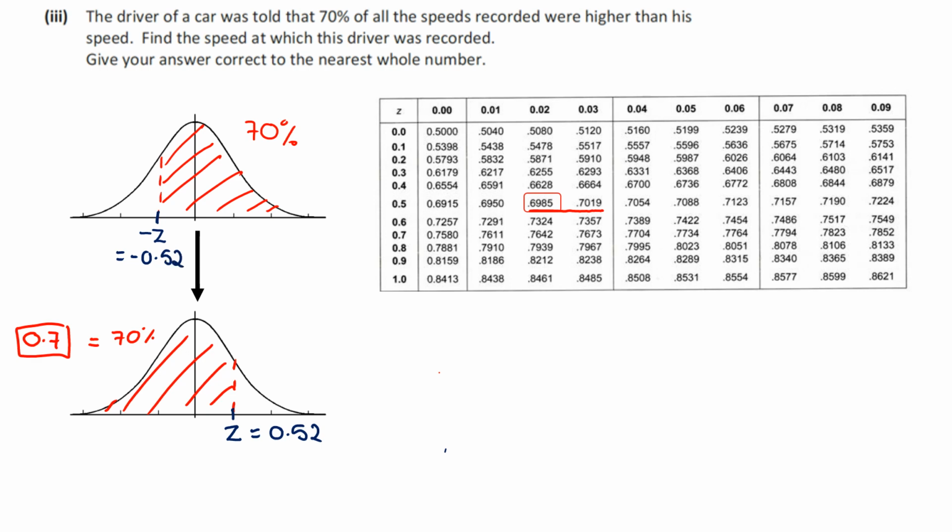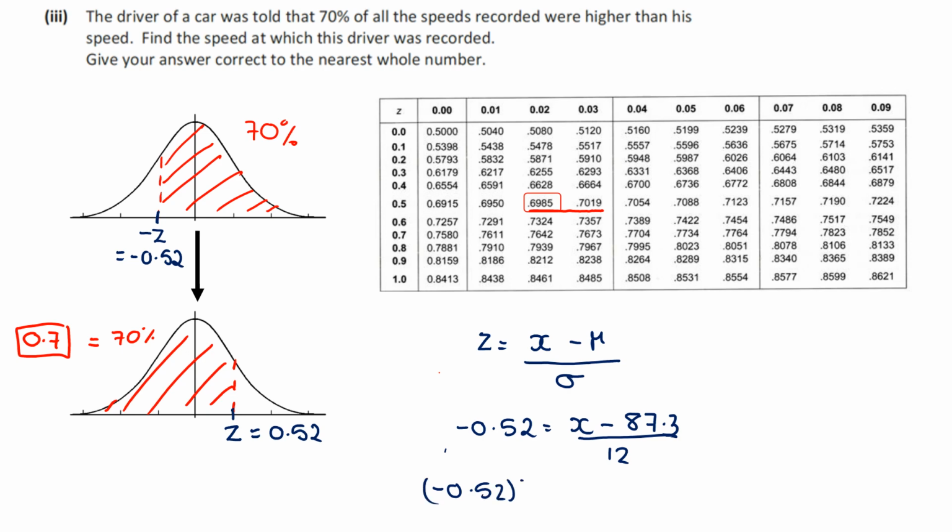So working with our formula, which we had before, z is equal to x minus mu over sigma, and that gives us minus 0.52 is x, that's what we're looking for, minus 87.3 over 12. We have minus 0.52 by 12 equals x minus 87.3.